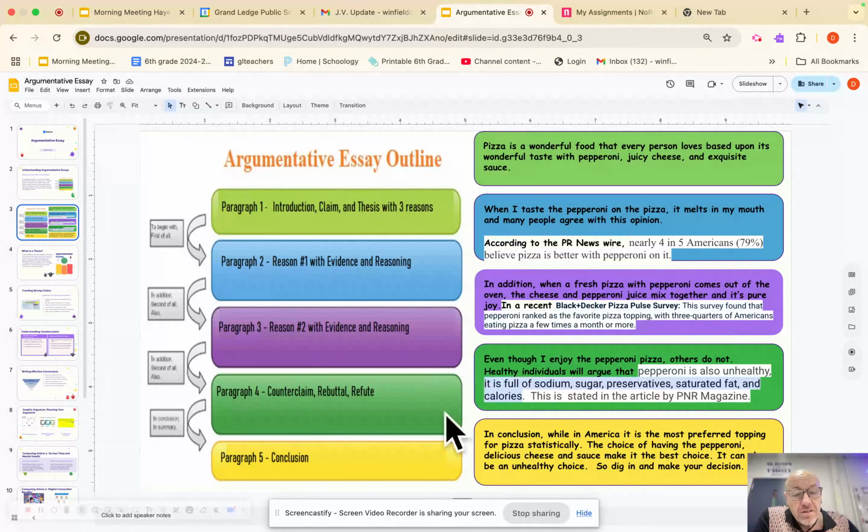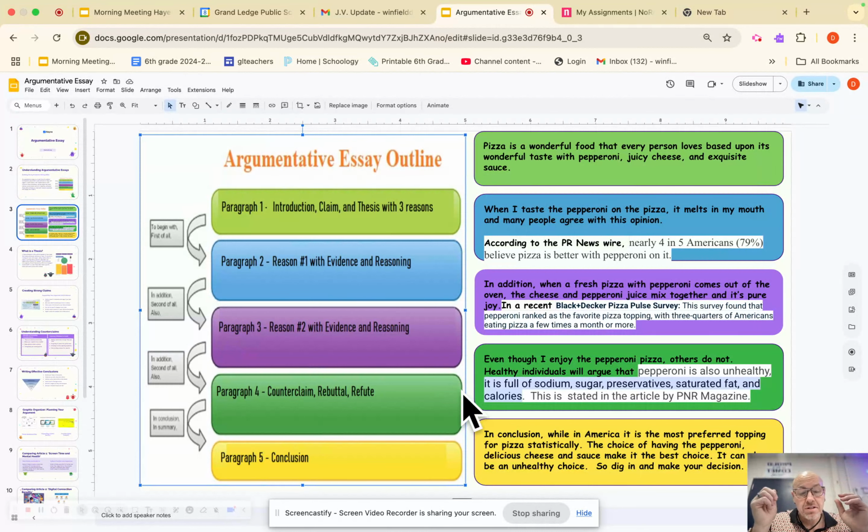And then as we go down here, we're going to talk about the green part. That's the special part that really makes this an argumentative writing piece, because it is going to argue a counterclaim. That counterclaim is going to be opposite of what you think your opinion is. Now, my opinion up here is pizza is wonderful food that every person loves based upon its wonderful taste with pepperoni, juicy cheese, and exquisite sauce. Now, as we're looking at that, that is an opinion. I think that pepperoni pizza is great. Somebody else might think something else is better.